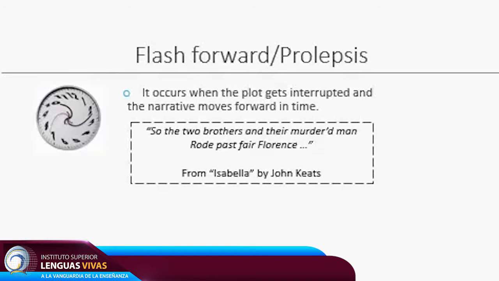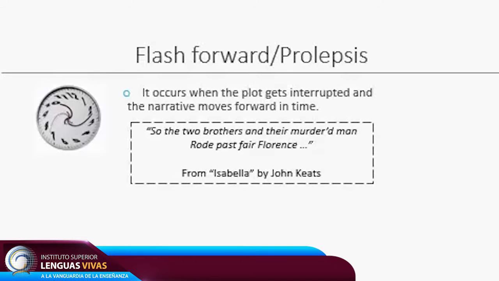Another example would be the following lines from Keats' poem Isabella. "So the two brothers and their murdered man rode past fair Florence." These lines show a future event, as the murdered man is Lorenzo, who will be murdered later on in the story by Isabella's two brothers.